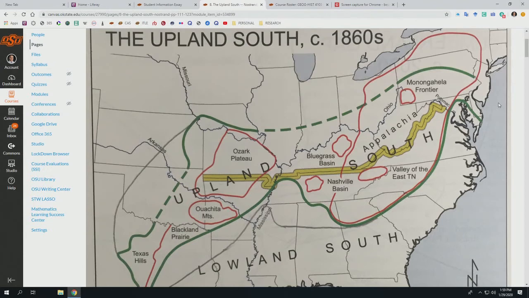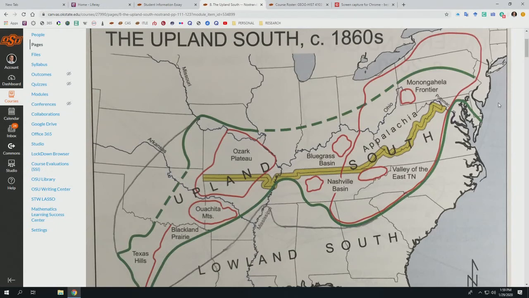So the exceptions in terms of plantation production were initially the Bluegrass Basin of Kentucky and the Nashville Basin around Nashville, Tennessee. These were both areas that migrants went to. Daniel Boone, as you know, was the individual who got the credit for blazing the Wilderness Road into this part of Kentucky.